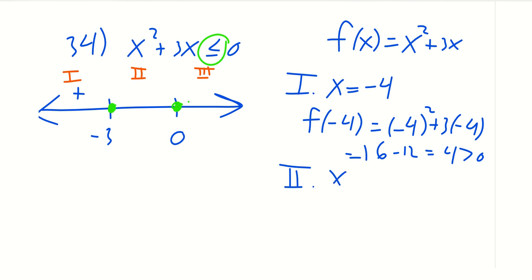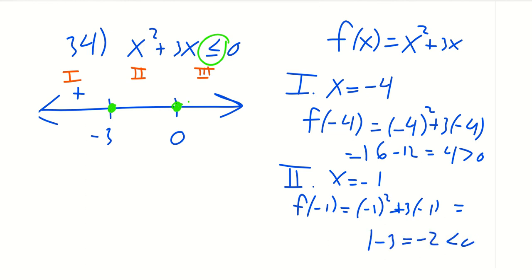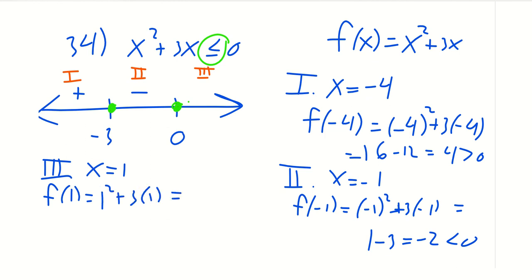In region 2, I can use the test point -1, for instance. F of -1 is -1 squared plus 3 times -1, which is 1 minus 3, which is -2. So in region 2, it's negative. And then in region 3, let's use the test point x equals positive 1. F of 1 is 1 squared plus 3 times 1, which will be 4, which is greater than 0, which is positive.